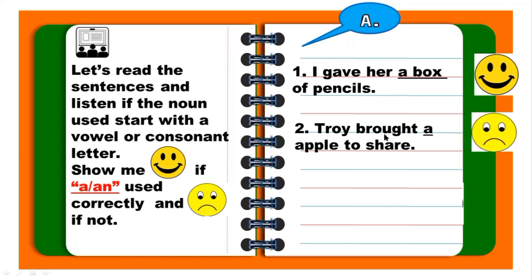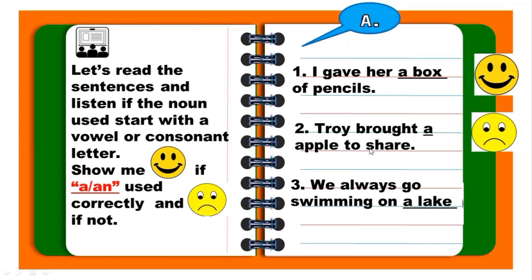Okay, why sad face? Because apple begins with a vowel letter. That's why we have to use an. Instead of a, the correct answer is an. So the answer here is sad face. Okay, number three, we always go swimming on a lake during summer. Is the article a used correctly in this sentence?